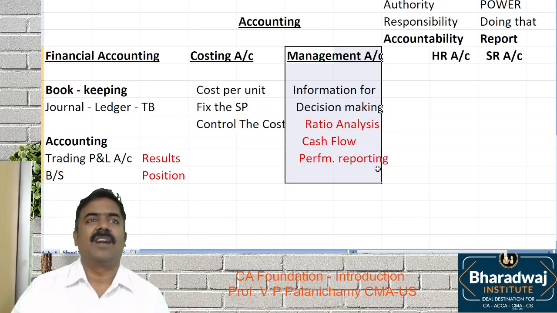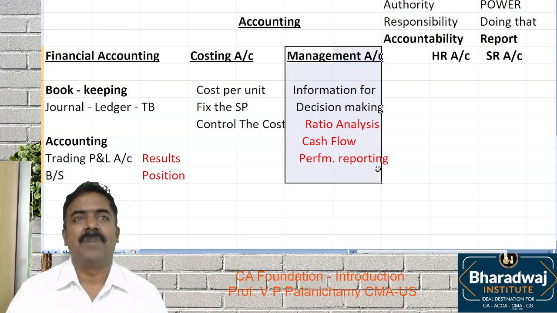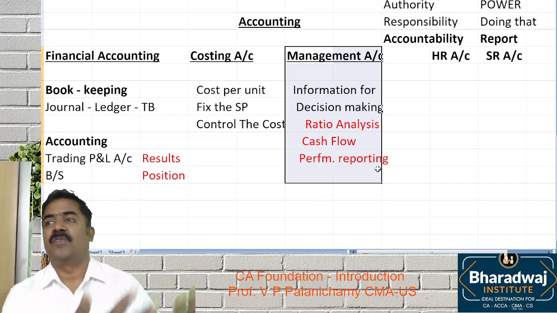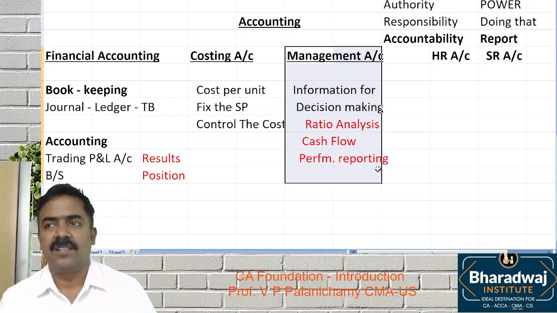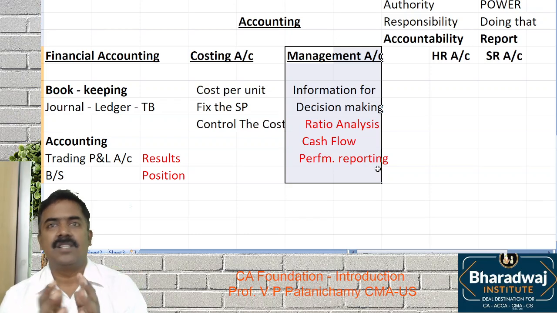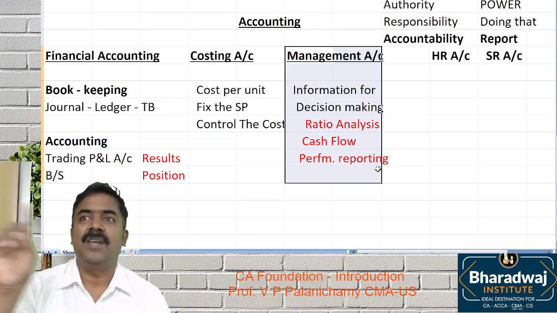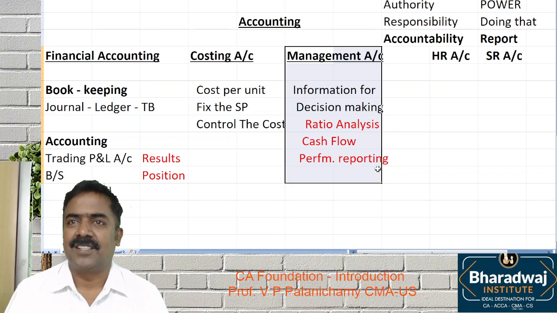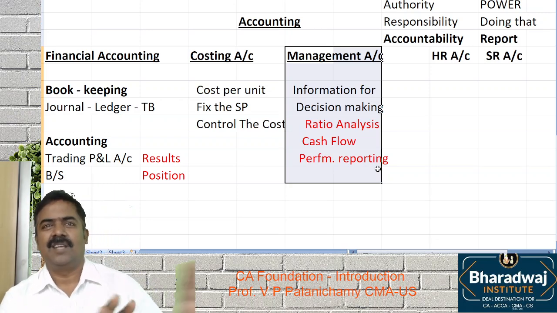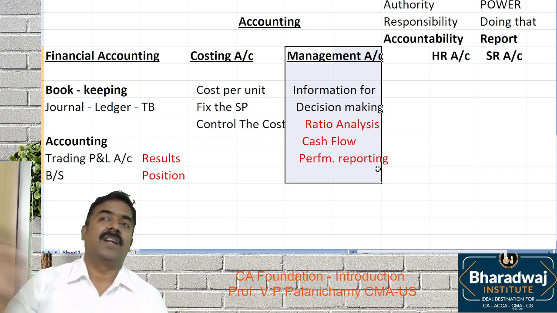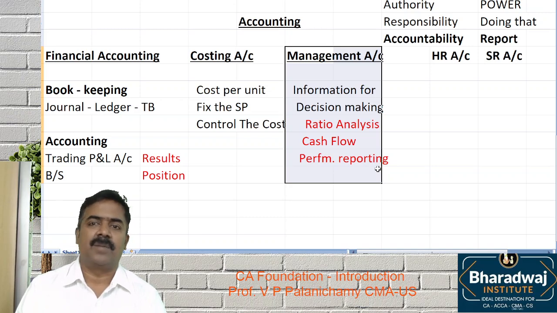Whether to run or not, whether to close. Okay, break even branches, what can we do? How to make it profitable, they will discuss. So this is called, maybe you would have learned in commerce, MBE, management by exception. Routine matters, they will not interfere. Exceptional matters, management will what? Interfere and manage like that.